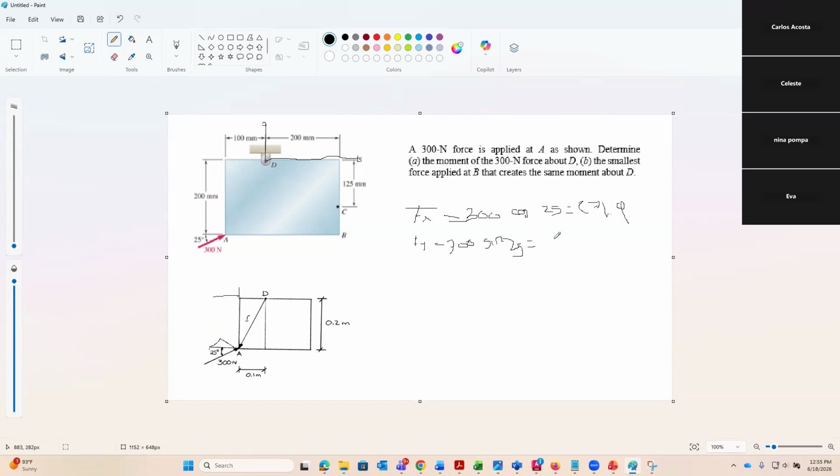And the other one? 300 sine 25 is 126.8. There you go. One significant figure is good enough for me. If you were to put 127, that will be okay too. So don't worry about those things.